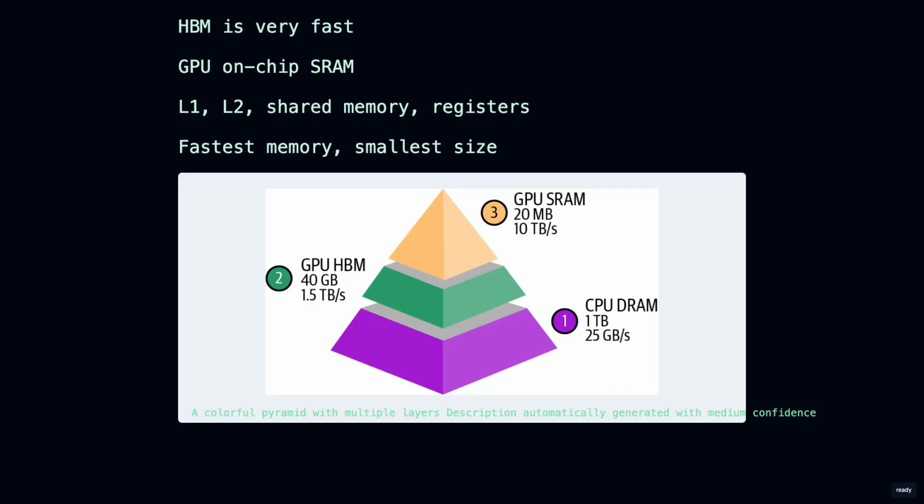This pyramid visualizes the memory hierarchy nicely. As you move downward, memory gets larger but slower. As you move upward, it gets faster but much smaller.